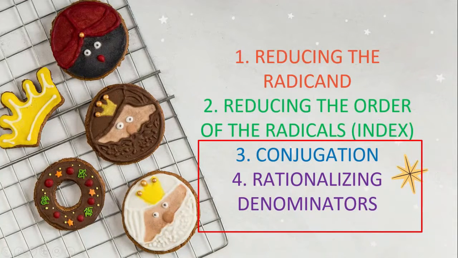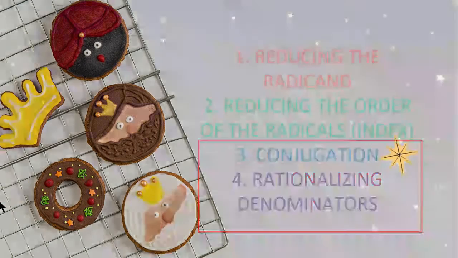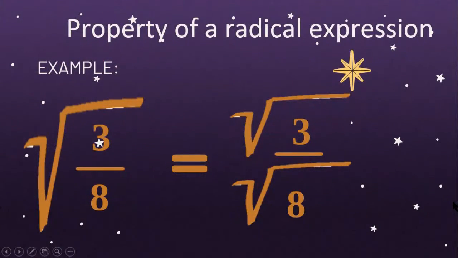Today we'll be tackling the third and fourth methods in simplifying radical expressions, which are conjugation and rationalizing denominators. But before that, we're going to go back to what you have learned last year. So we have the first property of a radical expression. In our example, when you see a fraction inside the radical sign, all you have to do is separate it. So the answer will be square root of 3 over square root of 8.